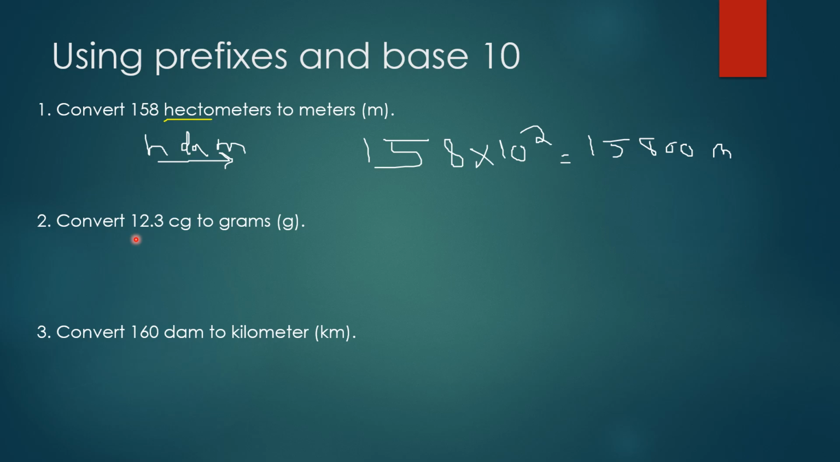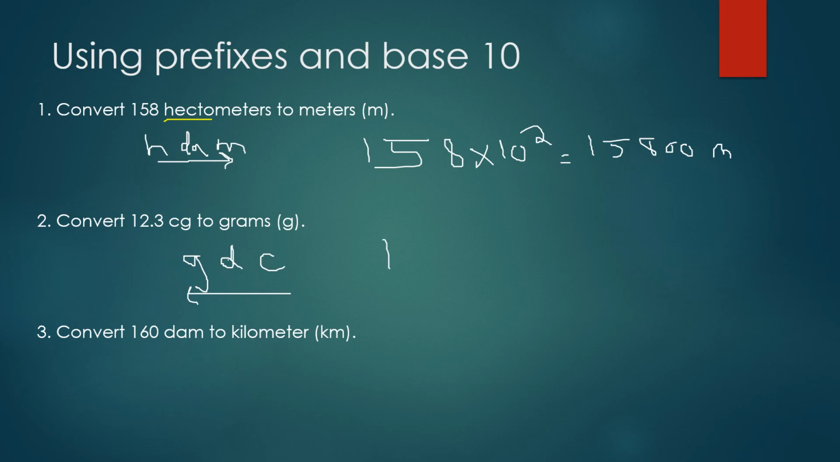What if we want to do centigrams to grams? So C is centigrams, then we have D, which is deci, and then we have G, which is the base. This time, we're going from a smaller measurement unit to a larger measurement unit, which means I need less of the larger unit to get the bigger unit.